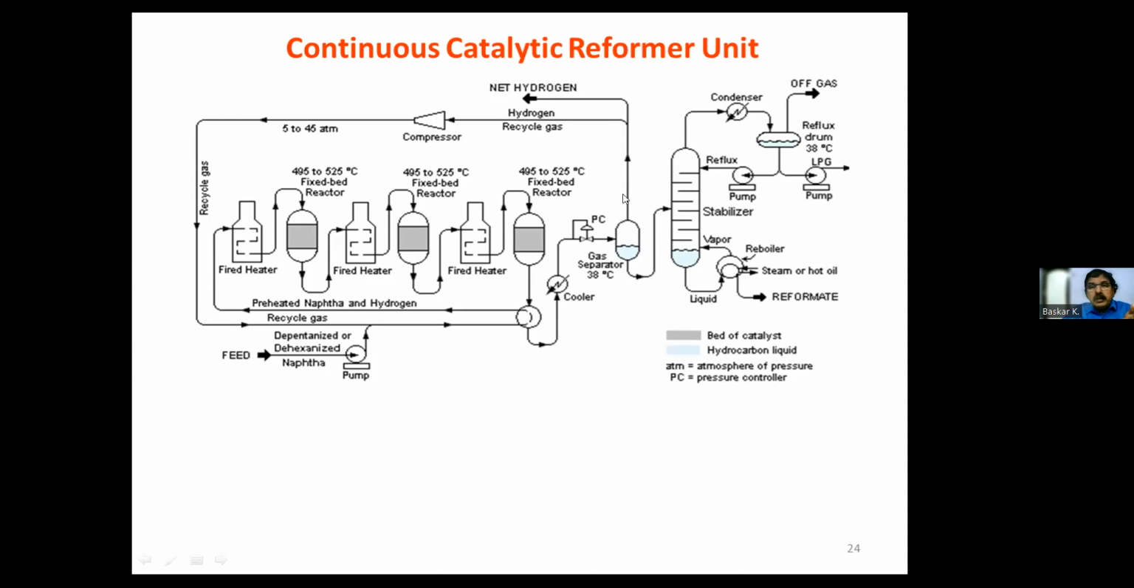And this hydrogen will be taken out as a recycle gas, and some portion of hydrogen is taken out to the hydrogen network, because this is a hydrogen producing unit. So some portion of hydrogen is taken out as a hydrogen product stream. And the bottom is going to a stabilizer. And the stabilizer bottom is called reformate. You can see that reformate in the end.